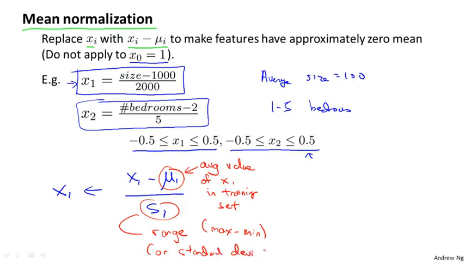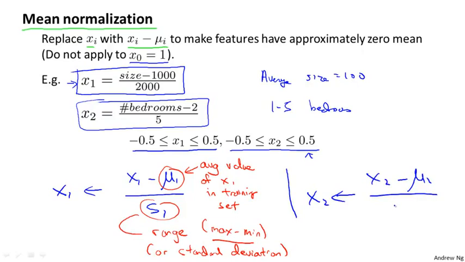And similarly for the second feature x2, you replace x2 by subtracting the mean of the feature and dividing by the range of values, meaning the max minus min. This sort of formula will get your features, maybe not exactly, but roughly into these sorts of ranges. And by the way, for those of you that are being super careful, technically, if we're taking the range as max minus min, this 5 here would actually become a 4. So if max is 5 and min is 1, then the range of bedroom values is actually equal to 4.